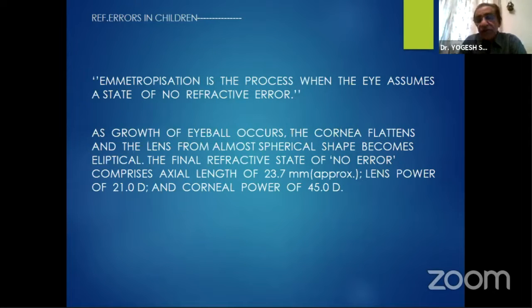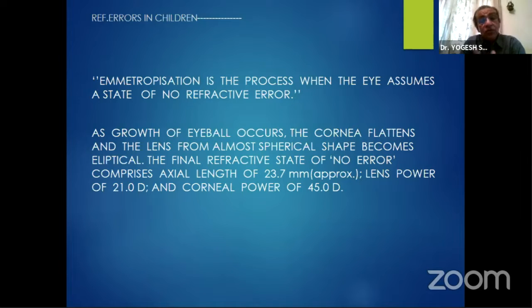What we should also know in this series is what is emmetropization. We always strive for emmetropization, and we always want the patient, the child, the infant, to be emmetropic. Emmetropization is the process when the eye assumes a state of no refractive error.